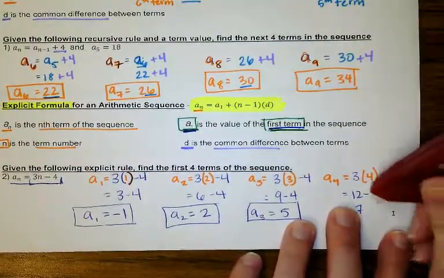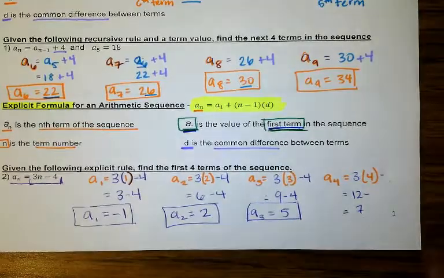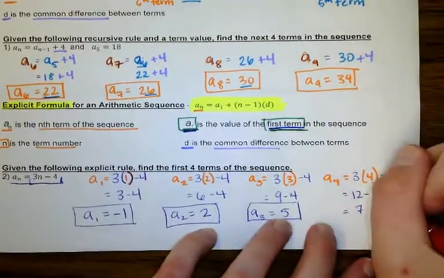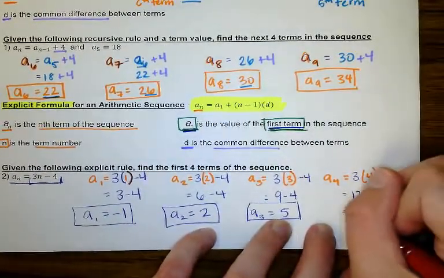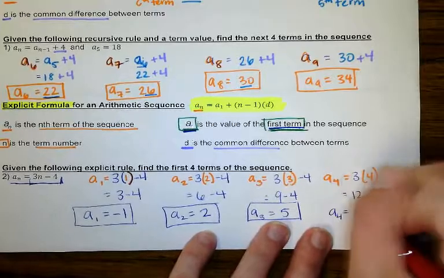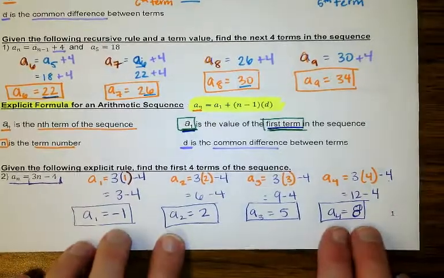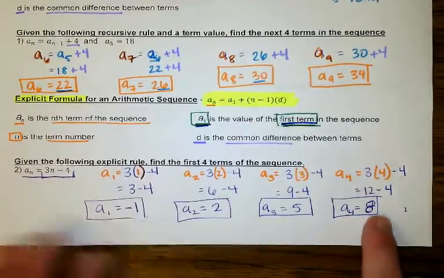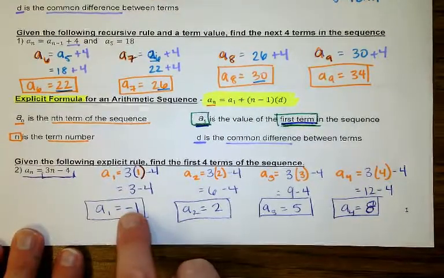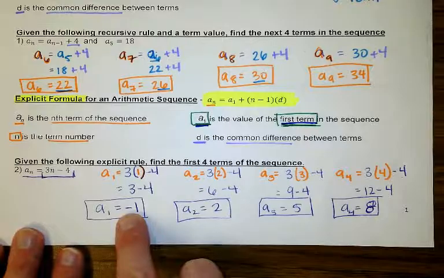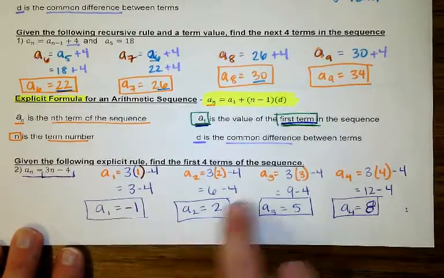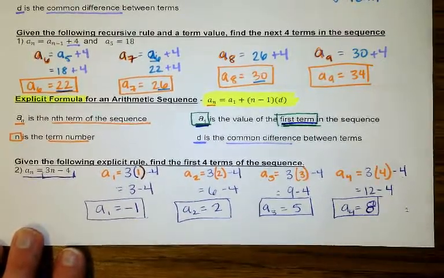So that's minus 4. My bad, guys. So instead of 7, that's going to be 8, which actually makes sense. Okay? So when you guys take a look at this, I want you all to tell me, what was the value of my first term? Negative 1. Okay? What is my common difference between all of these? We are adding 3 every time.